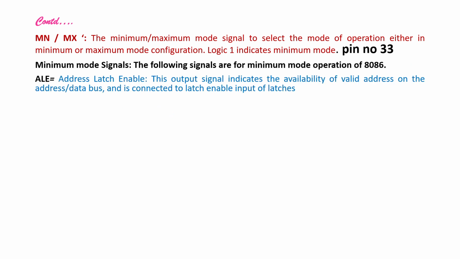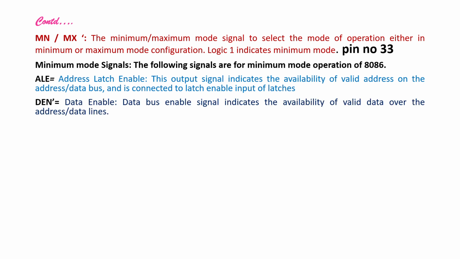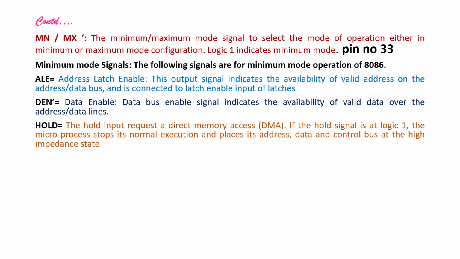Minimum mode signals: ALE is the address latch enable. This output signal indicates the availability of a valid address on the address data bus and is connected to the latch enable input of the latches. DEN bar is data enable; this data bus enable signal indicates the availability of valid data over the address and data lines. HOLD: the hold input requests direct memory access, DMA.